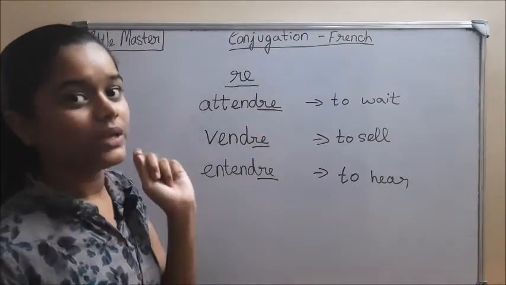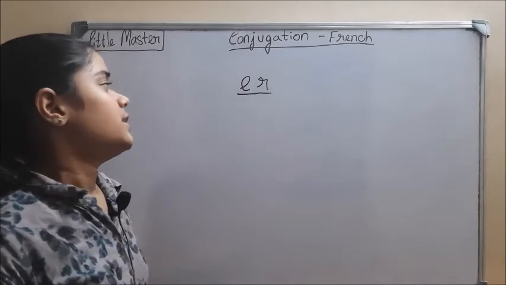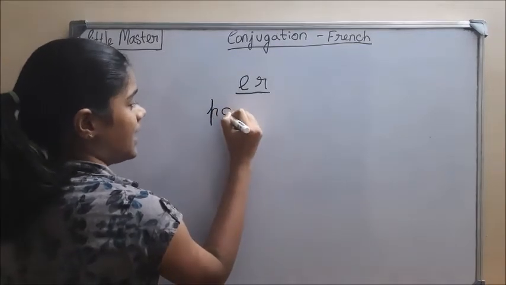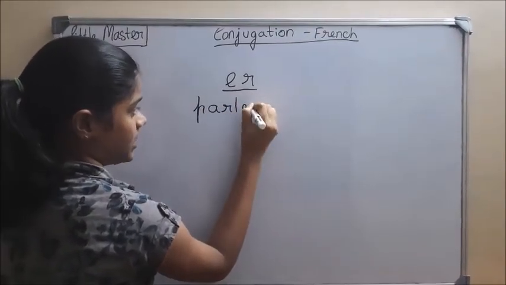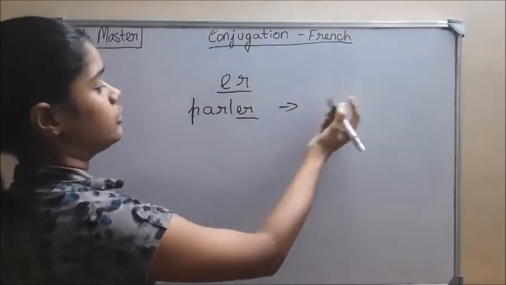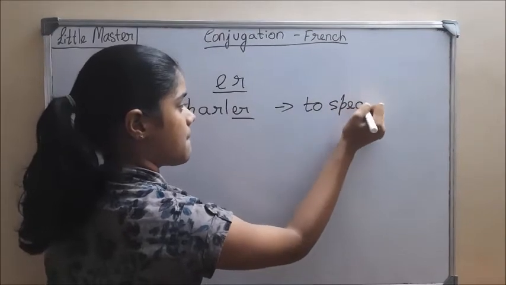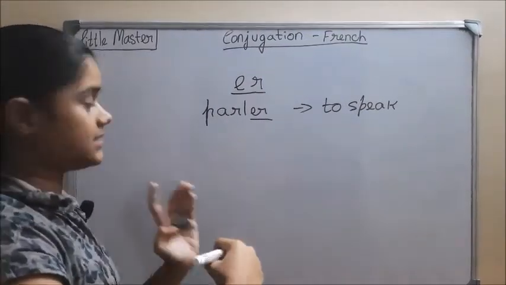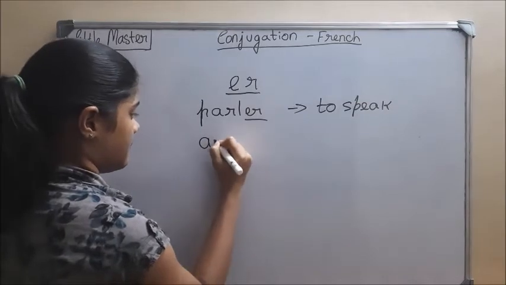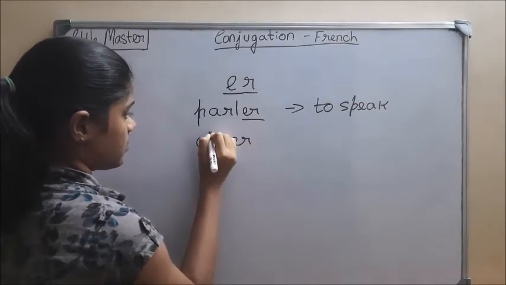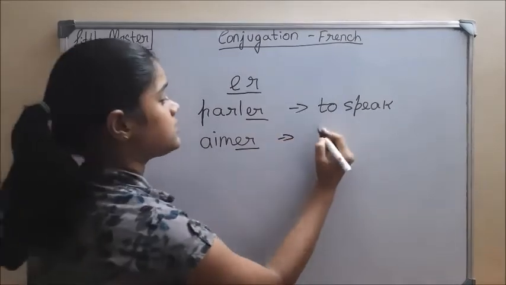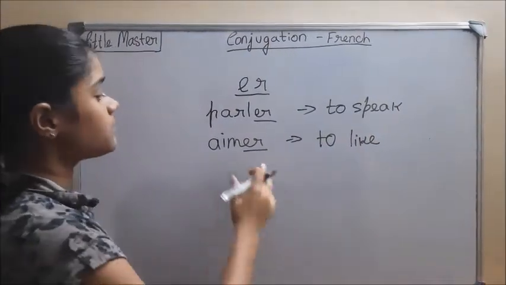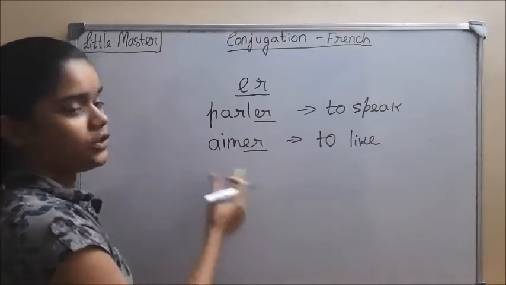Now let's move on to ER verbs. So here we go. So the first example is parler. Okay? Parler. Now the ending is ER. Now the meaning for this is to speak. Okay. Now we're removing ER and we are adding the endings. Now the next example is aimer. ER is the ending. Aimer means to like. Now we are removing ER and we are adding endings for AIM.